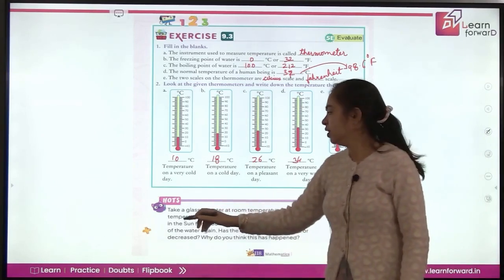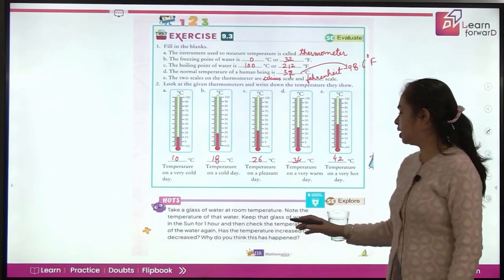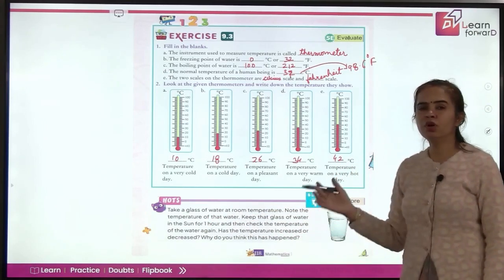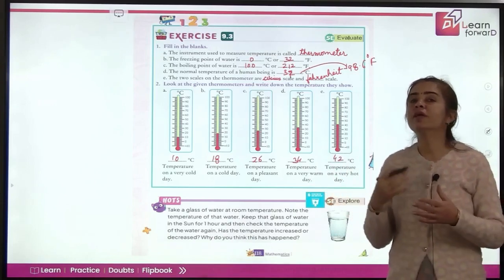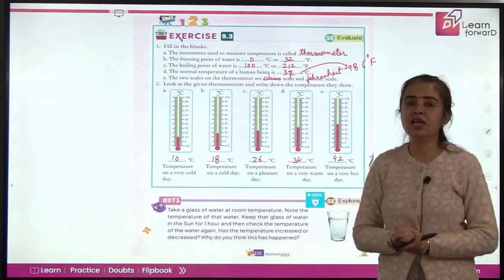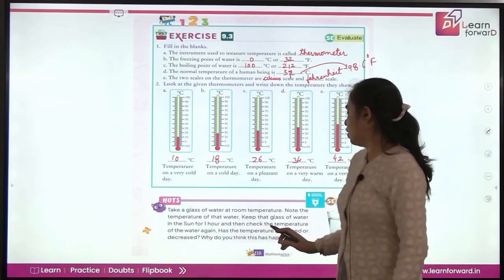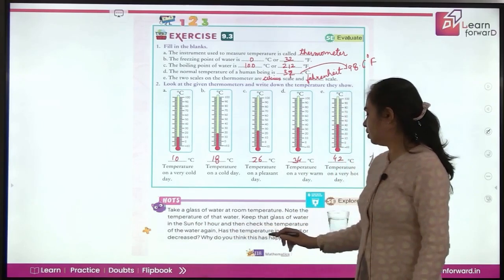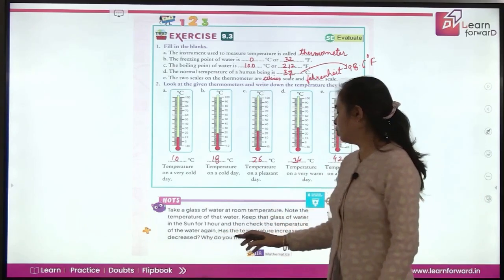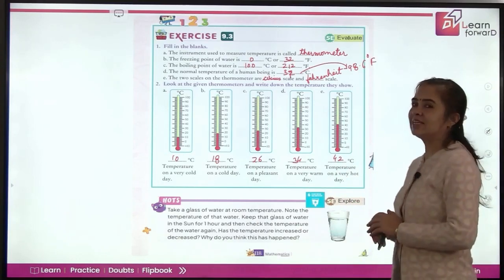Now we have a hot activity here. Take a glass of water at room temperature. Note the temperature of that water. Now keep that glass of water in the sun for 1 hour and then check the temperature. What do you think will happen? The water will become slightly warm, right? And if it is a very hot, sunny day, then it might be a little more hot. So you have to check the temperature of the water again. Has the temperature increased or decreased? Of course, increased because of the heat of the sun. Why do you think this has happened? Reply to that also. So you have to do this activity and have fun.